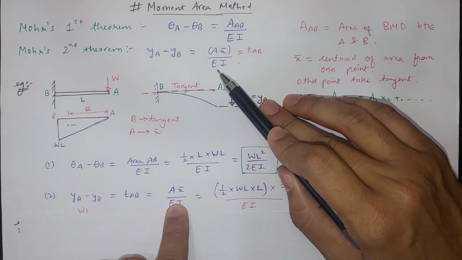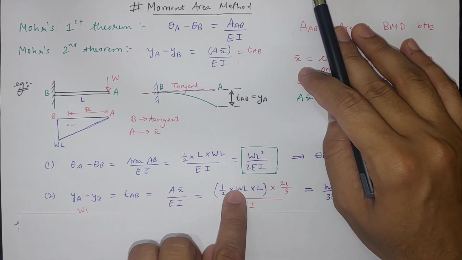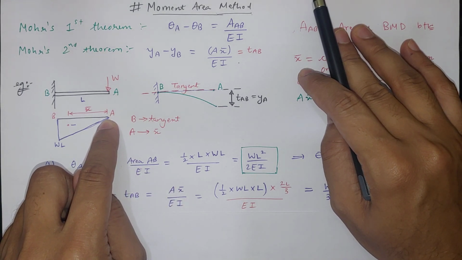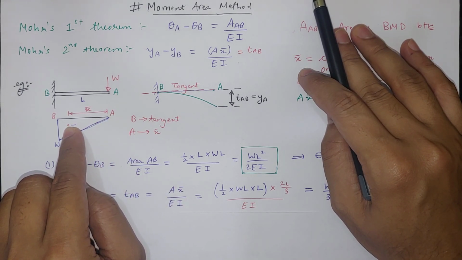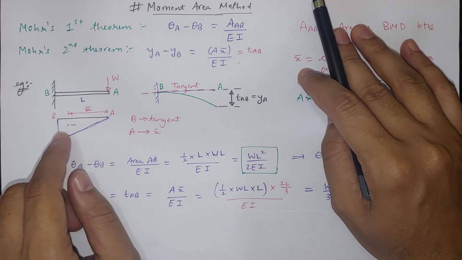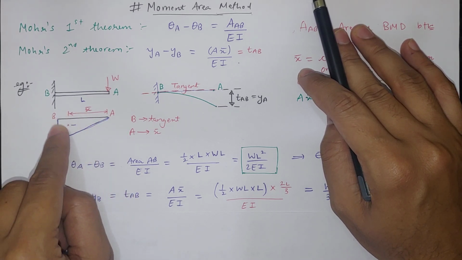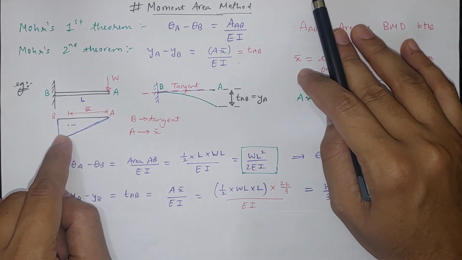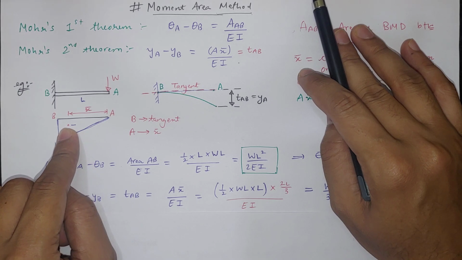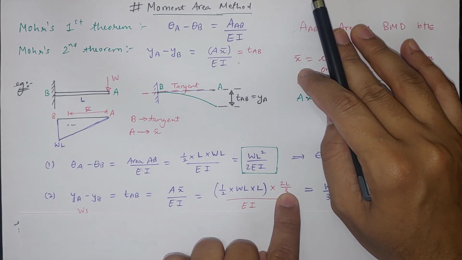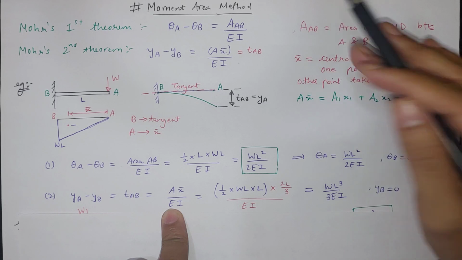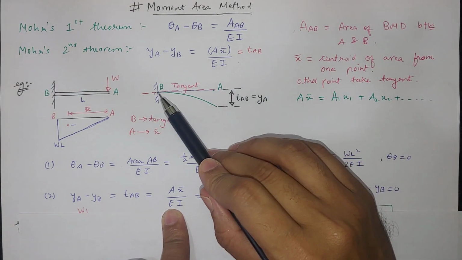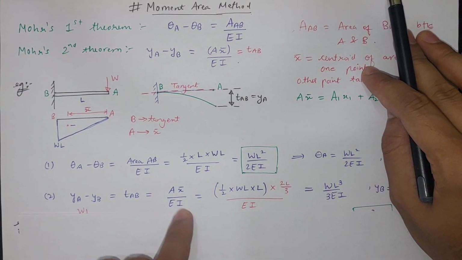Now we know this formula, AX bar by EI. So A we know half into base into height of this area, and x bar is, I have told you, A to the centroid. So A to the centroid distance is this. If we see, 2l by 3 distance, because total is l, we know centroid of the triangle is at 2l by 3 distance from this one point. So 2l by 3 is the x bar divided by EI. So we directly get wl cube by 3EI, because Yb is 0, deflection at B point is 0. So this is how we have to apply.